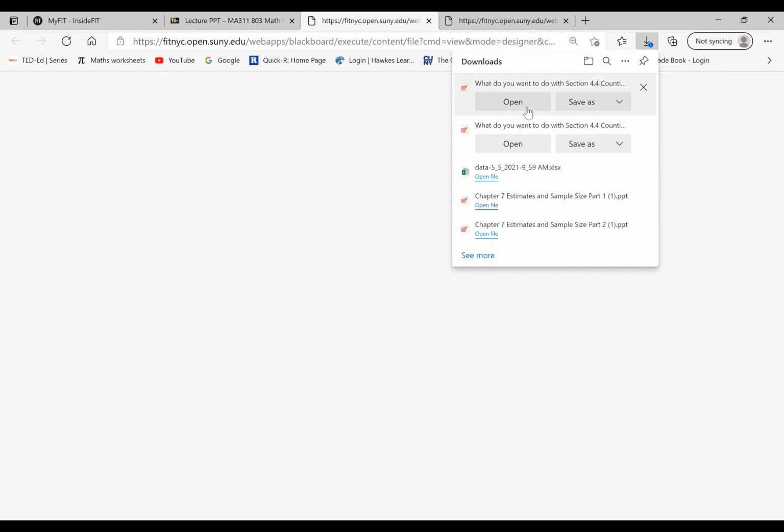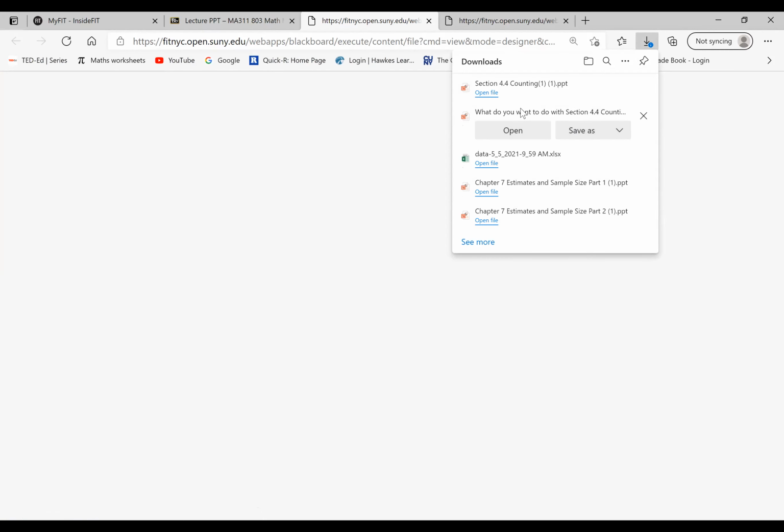So let's take a look at section 4.4 on counting. Okay. Let's talk about some of the counting rules.